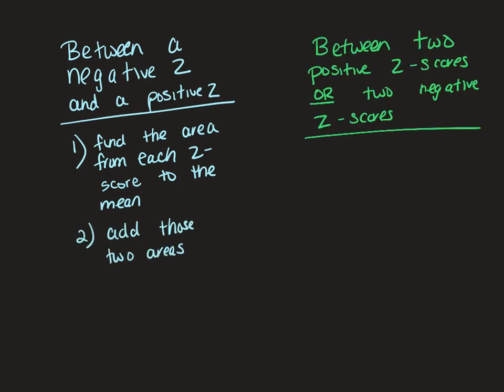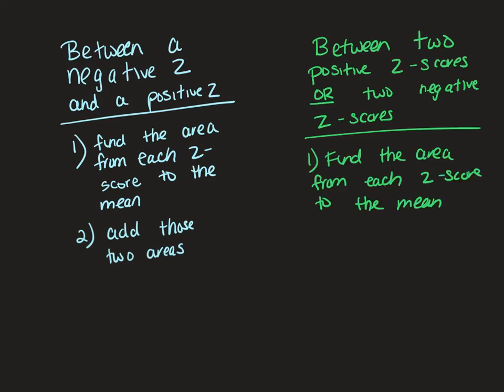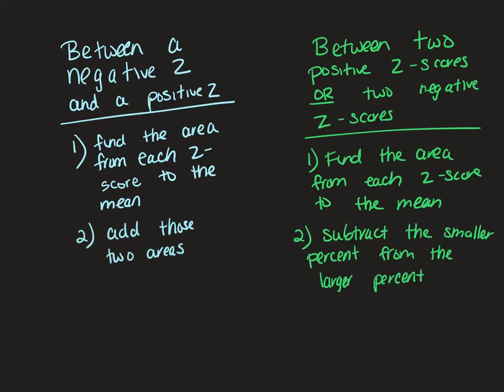Now, if we're trying to find the area between any two z-scores which are on the same side of the mean, our steps are going to be a little bit different. That means if I'm trying to find the area between two positive z-scores, or if I'm trying to find the area between two negative z-scores. We start off the same way. We find the area from each z-score to the mean. But our second step is to subtract the smaller percent from the larger percent. So subtract little area from big area. This will give you the area between two positive z-scores or the area between two negative z-scores. The reason we're always going to subtract the smaller percentage from the larger percentage is because we can't end up with a negative percent when we're talking about real area under the curve.